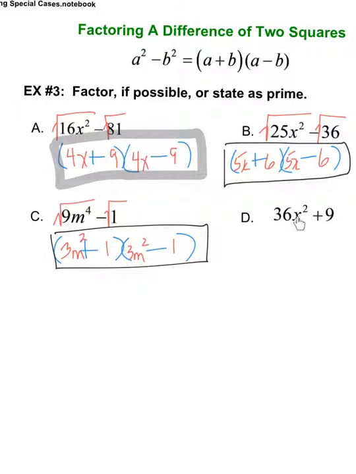And then last but not least is this one. We have a perfect square, and 9 is a perfect square. So you would think you could factor this, but the problem is right here, the plus. You cannot factor the sum of 2 perfect squares. So because of that, it is not factorable. It is considered prime.